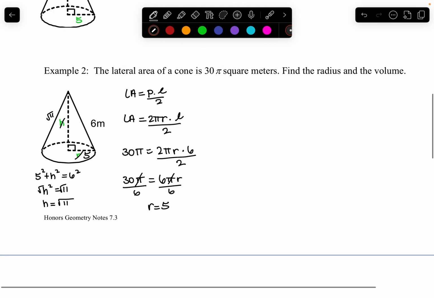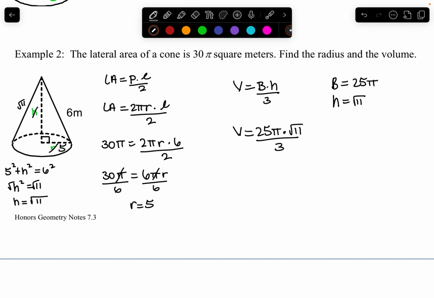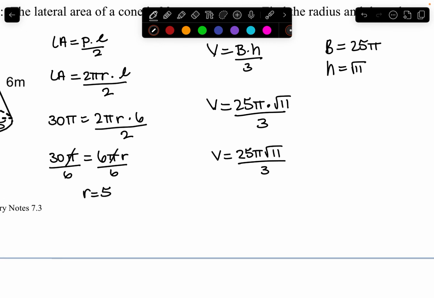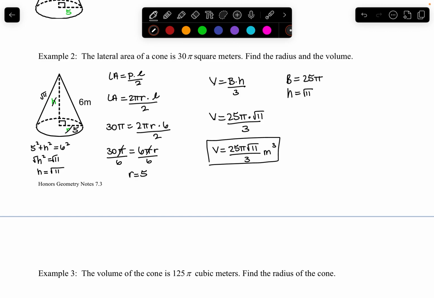Okay. So now, to find the volume, volume is big B times h divided by 3. So I know that big B is the area of the base, which will be 25 pi. And then height, we just said, was the square root of 11. So the volume is going to equal big B times h divided by 3. This is going to be disgusting. All right, so the volume will be 25 pi square root of 11 over 3 meters cubed. Is that disgusting? Yes. Is that the volume? Also yes. All right, so there's example 2.